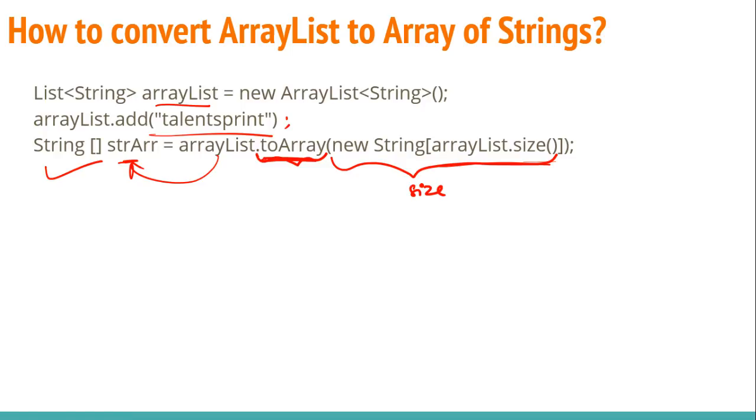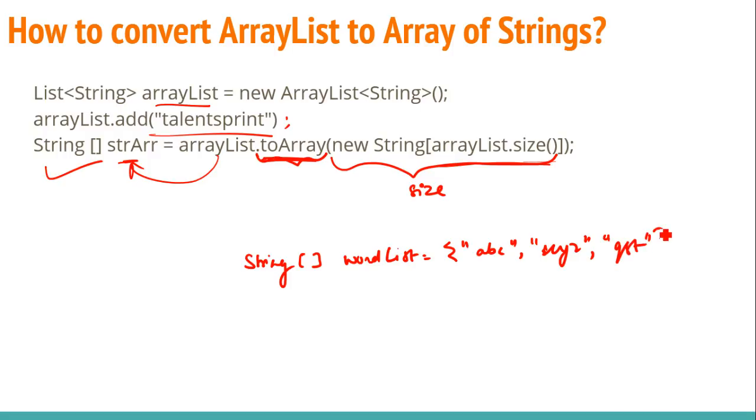Now let's say, what if we have to do it in reverse? If we have to convert an array of strings into an array list, how does that happen? So let's say we have a string array, some word array, and there are a few elements in this array: XYZ, QST, some random elements in your array. And you want to convert this array into an array list. How do we do that?